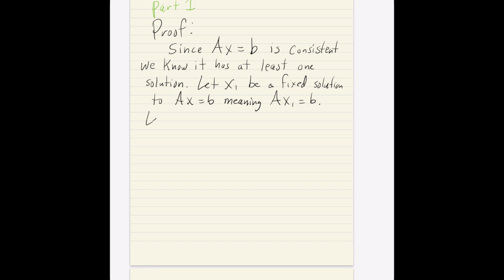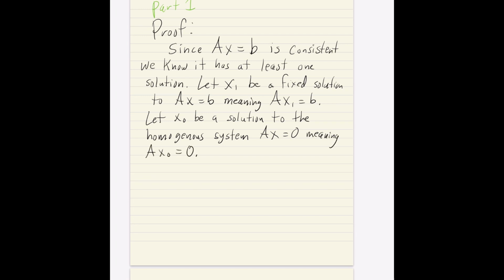And then we're going to let x naught be a solution to the homogeneous system, which is the one where it's equal to 0. Just throwing in some vocabulary there. Homogeneous system AX equals 0, meaning that A of x naught is equal to 0.